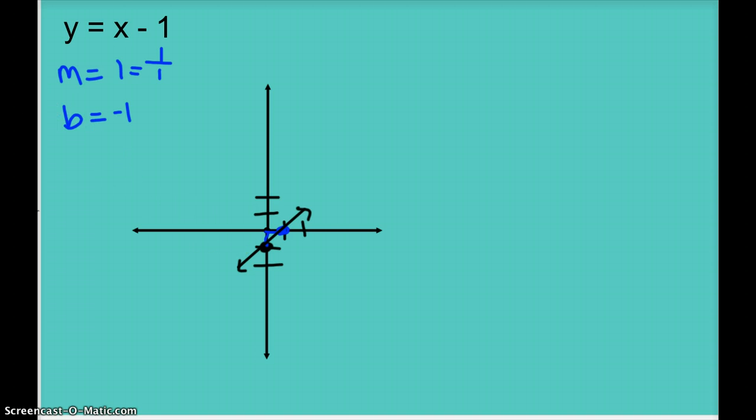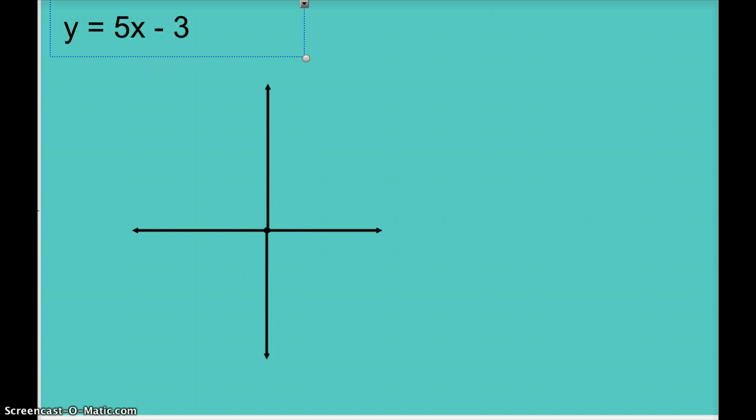Okay, and we're going to look at one more example here. We have y equals 5x minus 3. So again, let's pick out our slope and y-intercept. So my slope is 5, and I'll go ahead and write that as 5 over 1 because I know I'll need the fraction part of it. And then the y-intercept is -3. I'll go ahead and get my hash marks in here.